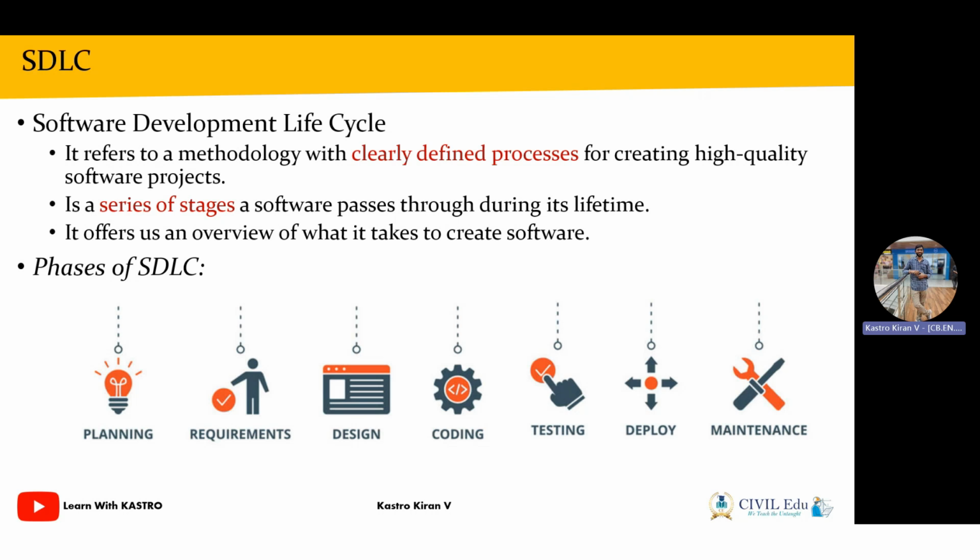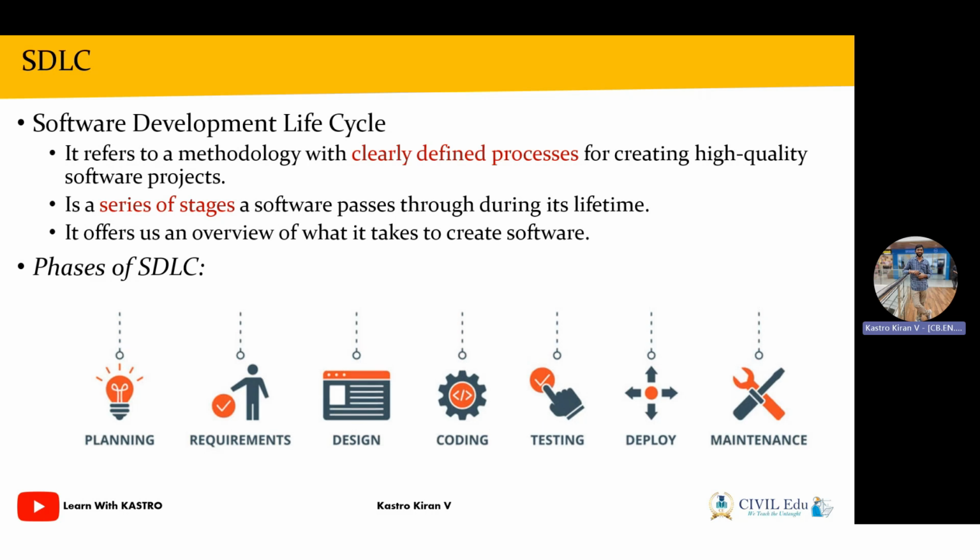So these are the 7 different phases involved in the software development lifecycle, starting from the planning phase, requirements gathering, design phase, coding phase, testing phase, deployment phase, and the maintenance phase. These are the 7 phases of SDLC.